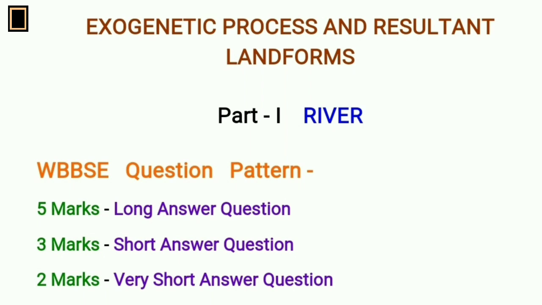Exogenetic process and resultant landforms. We are going to discuss the first part of this chapter, that is river. As per the predefined question pattern of the West Bengal Board of Secondary Education, there are three types of short and long answer questions apart from objectives, and these are 5 marks long answer questions, 3 marks short answer questions, and 2 marks very short answer questions. Let's start with long answer questions, or 5 marks.